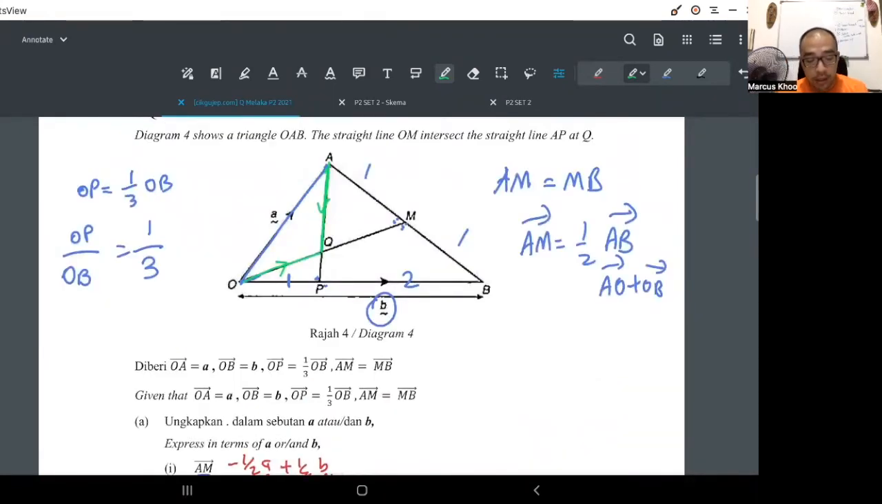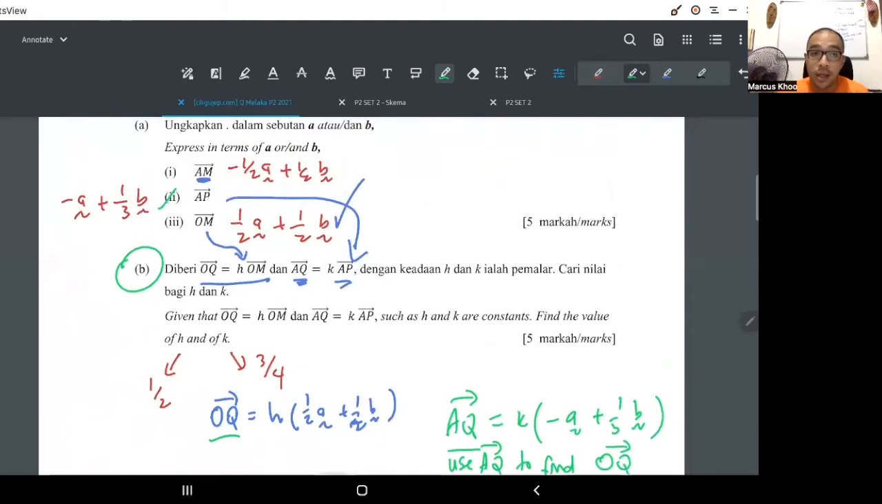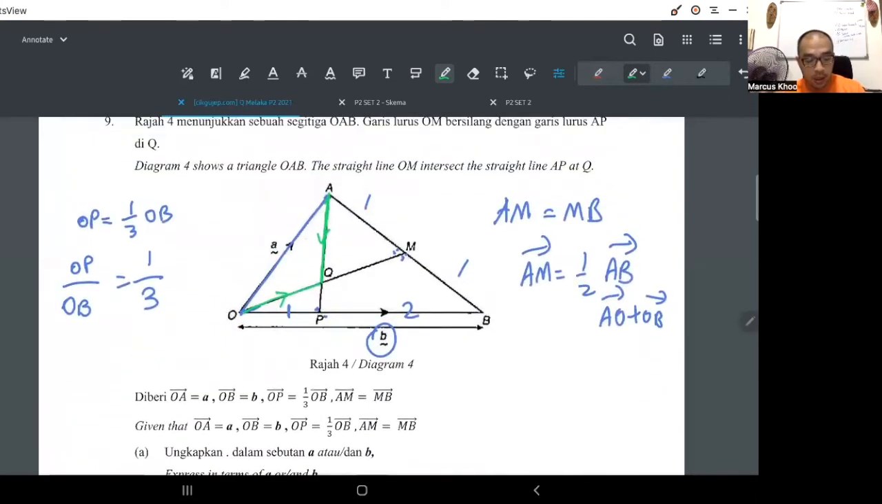You can find OQ also by using AQ. Either you find OQ by using AQ or you find AQ by using OQ. The problem is, usually with this question, we want to compare two similar vectors. But this problem has one OQ and one AQ, they are not similar. But we can use AQ to find another OQ by this one.